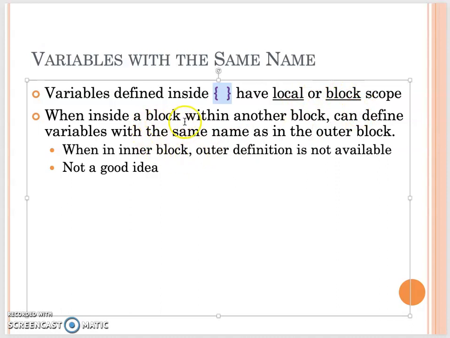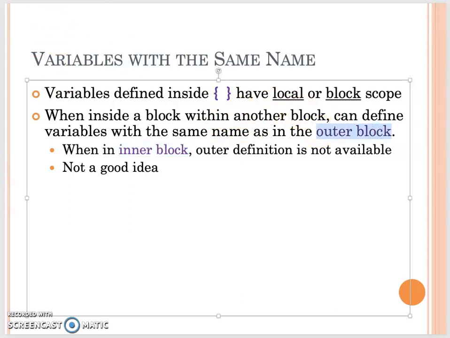When inside a block within another block, you can define a variable with the same name as in the outer block. When in the inner block, the outer definition is not available. Okay, what does that mean? What do the inner block and the outer block mean?